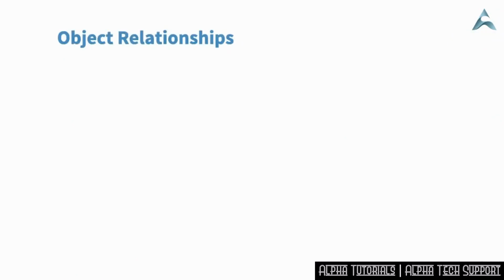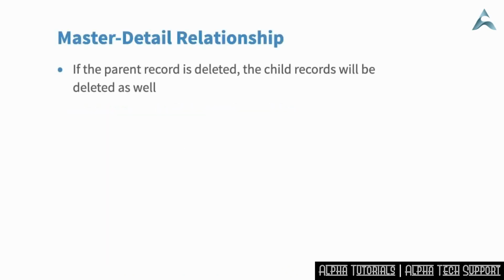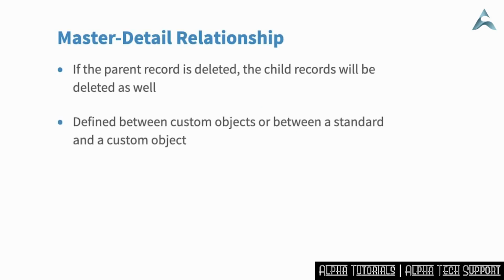Like any database, there are relationships that happen between objects that are interrelated. In Salesforce, there are 2 main types of relationships, a master detail and a lookup. These relationships often determine how information is shared and passed in the forms of different types of fields, summaries, and more. A master detail relationship is a strongly coupled relationship where a child object, in Salesforce called a detail, must be associated with a parent object, in Salesforce called the master. This means that if the parent record is deleted, the child records will also be deleted. Keep in mind that they're defined between custom objects or between a standard object and a custom object.